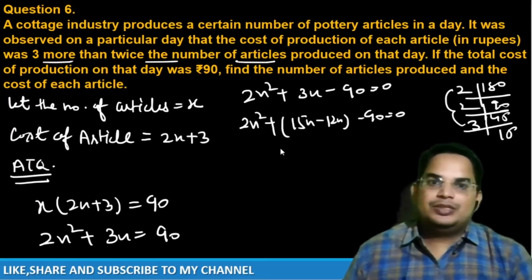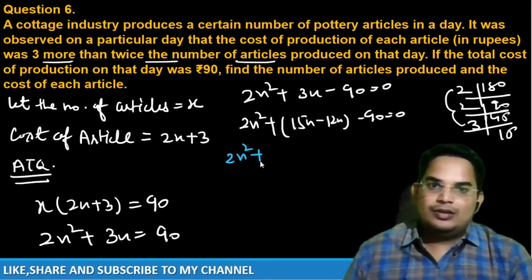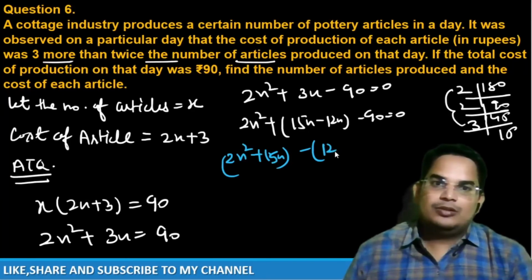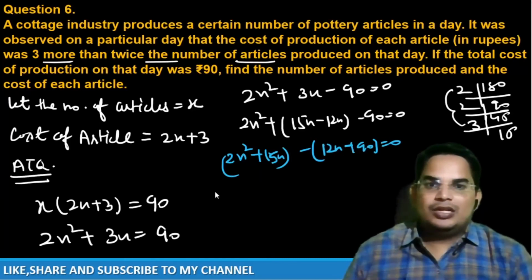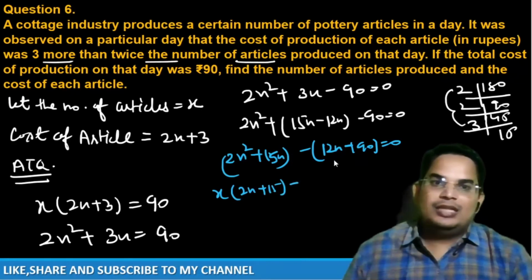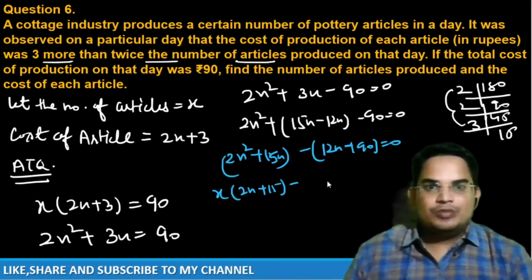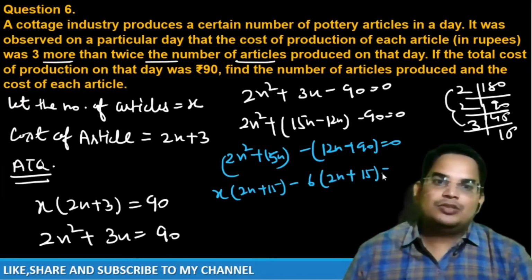And after this what can you say? You can say 2x square plus 15x inside one bracket, take the minus common, 12x plus 90 is equal to 0. Take the common x from here, you will get 2x plus 15, and take the common 6 from this line, 6 times 12, and after this 15 is equal to 0.